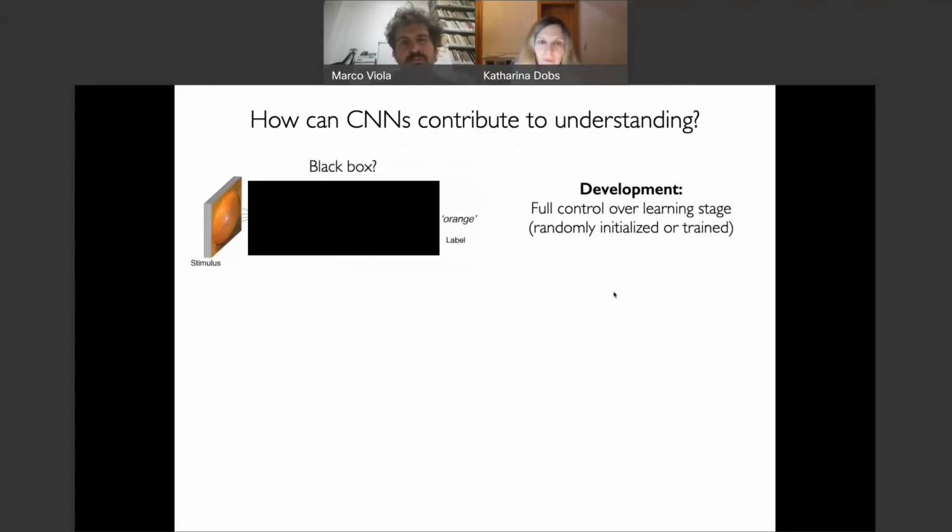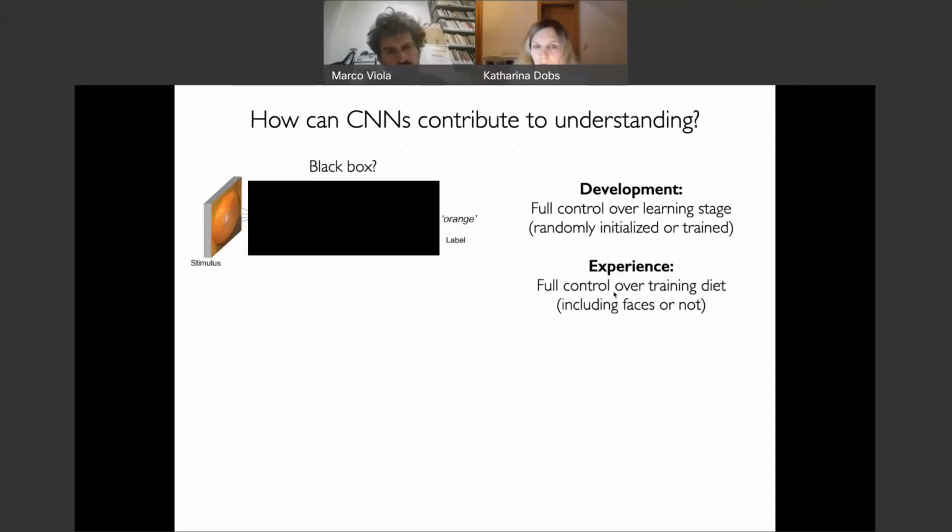So one thing we can do is we can look at development. We have full control over the learning stage. We can look at a randomly initialized model or fully trained model or any learning stage in between and try to understand how it got there from the beginning, right? We also have full control over experience, so over the training diet. That means we can, for example, face-deprive the system by showing it lots and lots of images, but just excluding all the faces. Or we can train it on faces and objects and so on, and we know exactly what sort of experience the model has had.